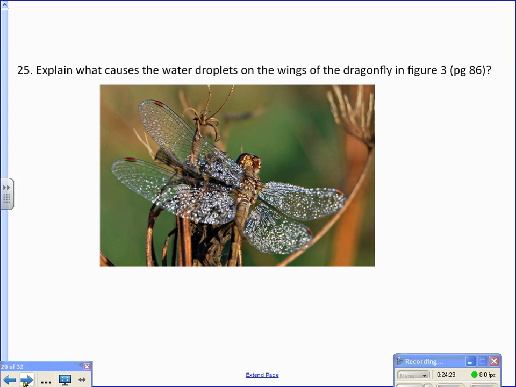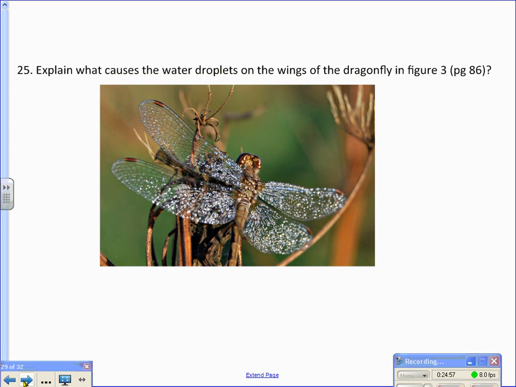So what happens to cause the water droplets on the wings of the dragonfly? Well, the dragonfly does not generate its own heat. Therefore, the dragonfly is a little bit warmer than the surrounding area, but not by much, because it does have some metabolism and heartbeat and all that kind of thing going on. But the wings are pretty cool.